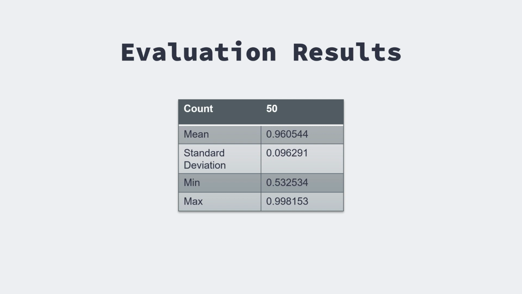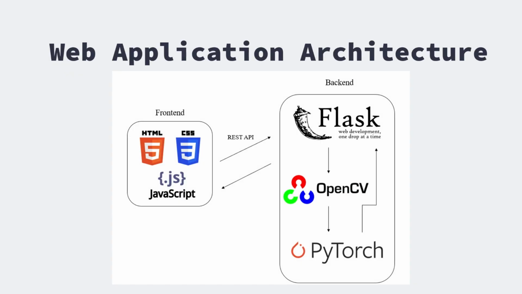So the Keypoint RCNN and post-processing algorithm pipeline actually achieves a mean score of 0.96, which is fairly close to the perfect score of 1, and only 6 images scored less than 0.9 in the test set. After being satisfied with the performance of the pipeline, I started building the web application.